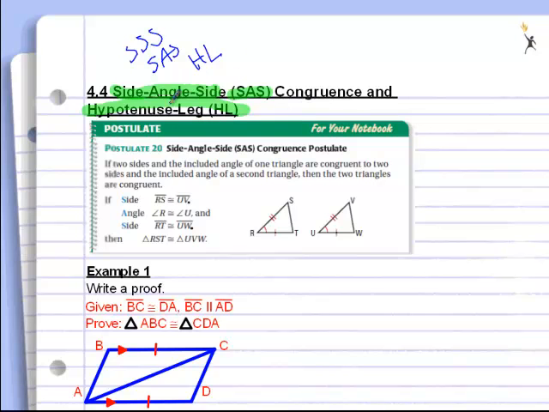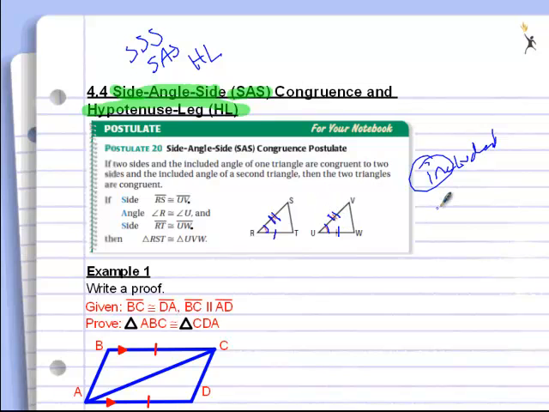Now, if you look at the way the word is written, side, angle, side, you have two sides and an angle. That's called an included angle. And what it means by included is it's in between the two sides. So if we look at this picture with RST, UVW, we have a side congruent with another side, and a side congruent with a side, and then in between those two sides, we have the congruent angle. So we would go side, angle, side with side, angle, side.